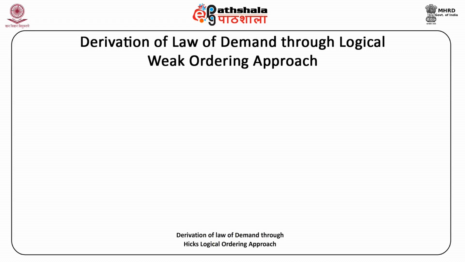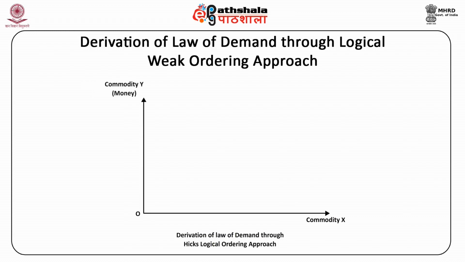Let us suppose that there are two commodities, commodity X and composite good commodity Y. Commodity X is measured on X axis and commodity Y on the Y axis. Given the price of the commodity and income of the consumer, the price income line is shown as CE. The chosen combination by consumer on price income line CE is A.